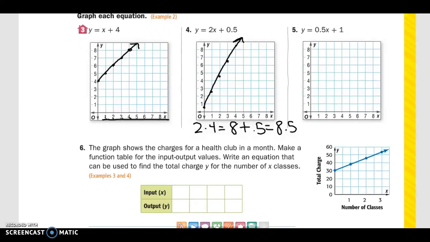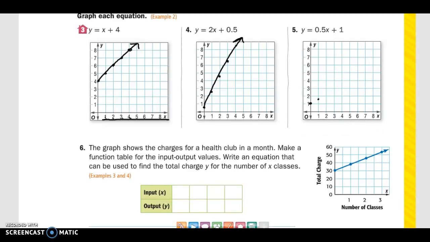Our next one, number 5, is also a 2-step problem. So we have multiplication, and we have addition. We're going to start with 0. 0 times anything is 0, so we have 0 plus 1 is 1. Now let's plug our 1 in. So 0.5 times 1, so half of 1 equals 0.5, plus 1 is 1.5, so we're at 1, and we jump to 1.5.